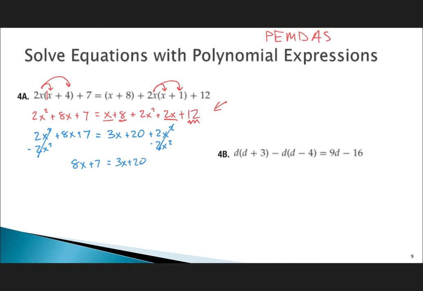And this should be looking like a more manageable equation. Minus 3x, minus 3x, minus 7, minus 7. And I have 5x is equal to 13. Divide by 5, divide by 5. 13 over 5 is my answer. Put a box around it and walk away. Don't turn it into a decimal. Leave it as a fraction. Fractions are numbers too. Be nice.